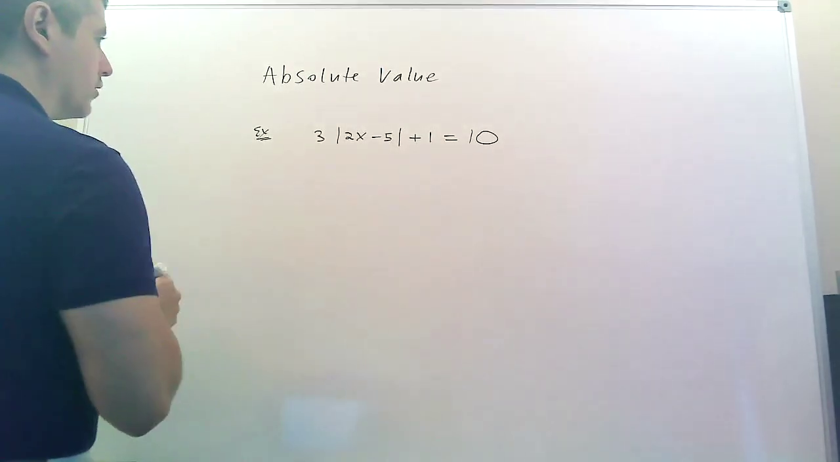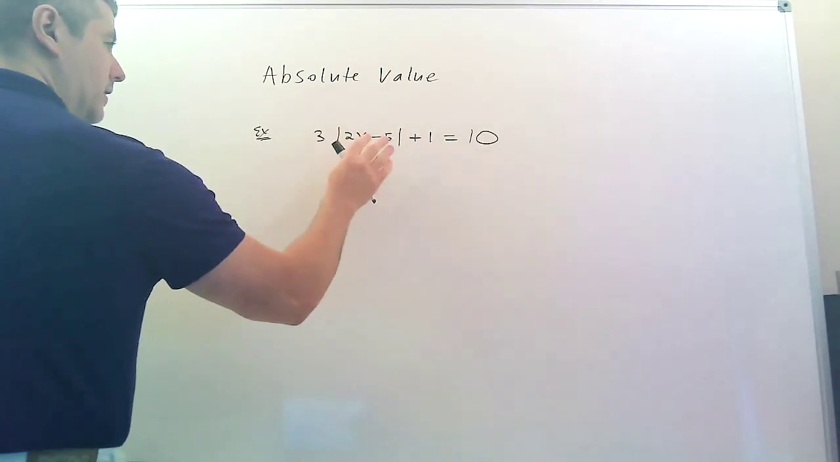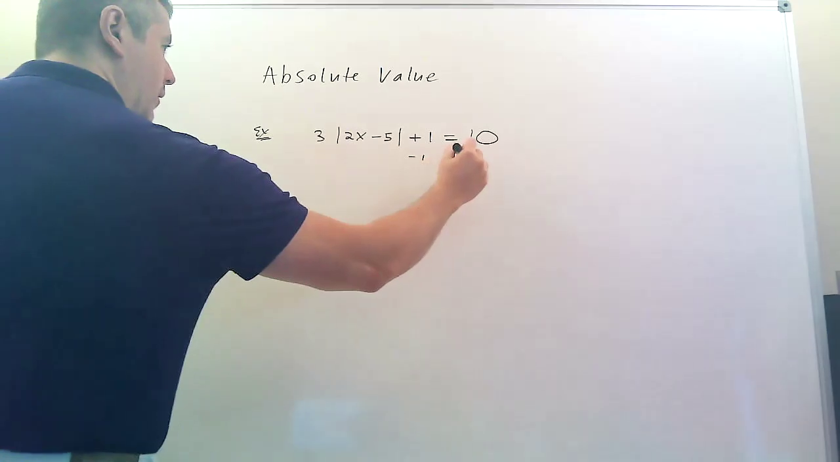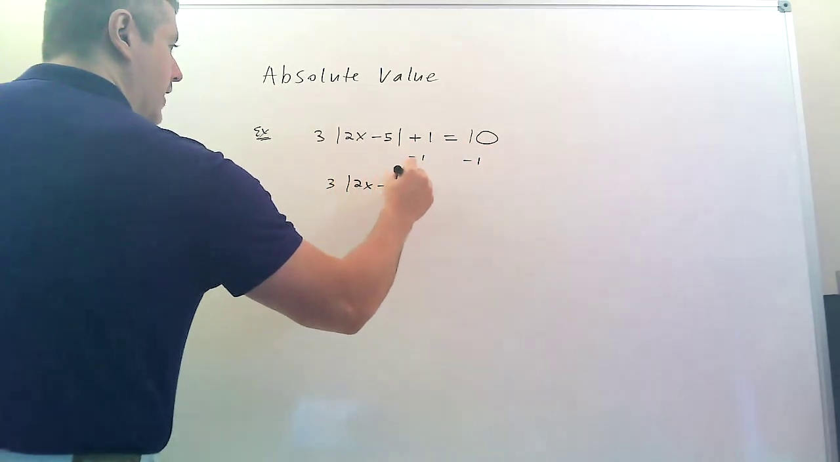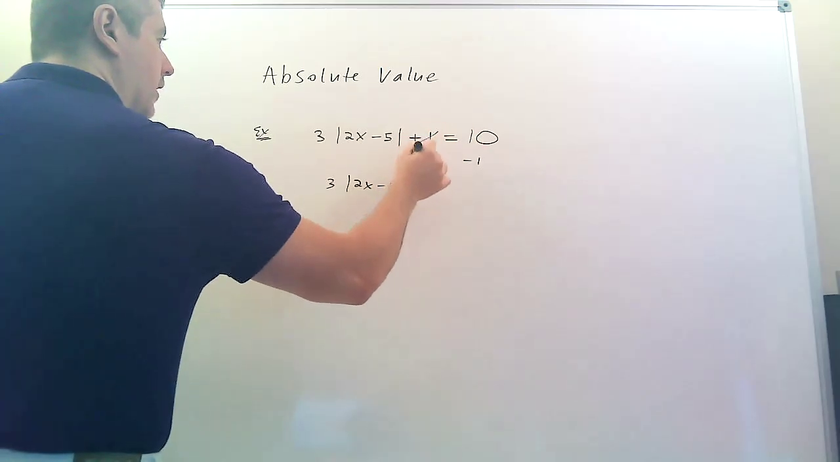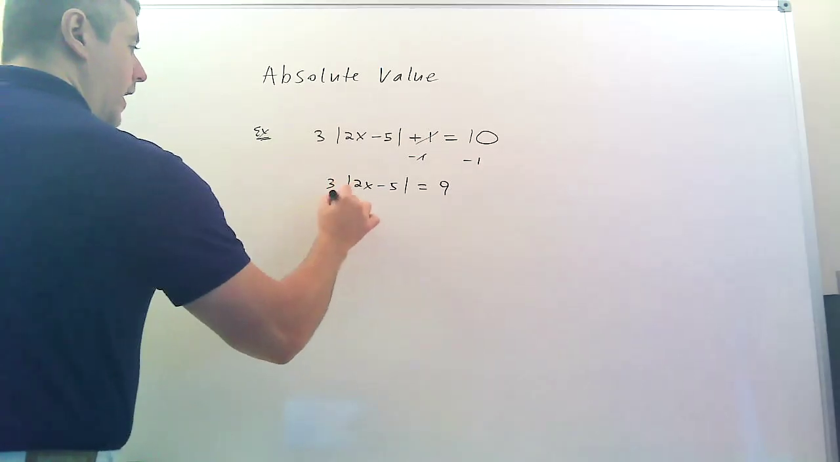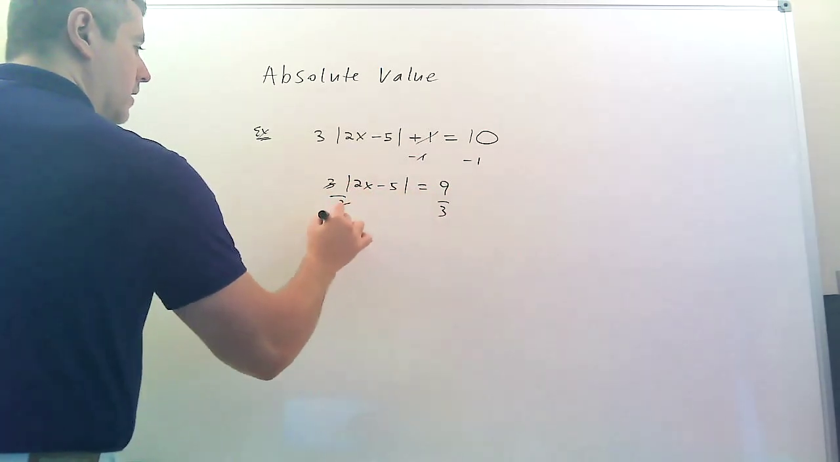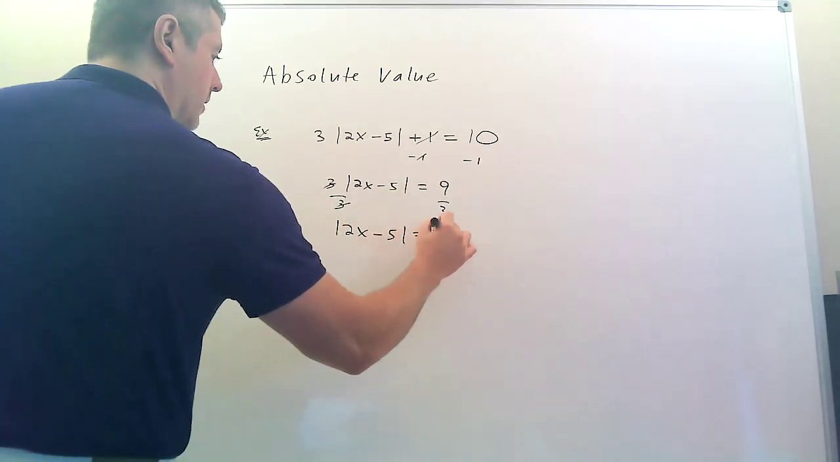I see a lot of students really screw this up. The first thing you have to do, you cannot solve this while it's like this. You have to get the absolute value alone. So I'm going to get everything that's not inside of it away from it. So I'm going to cross that out. Subtract 1 over there, you get 9. I'm going to divide by 3. This is step one. And then 9 divided by 3 is 3.